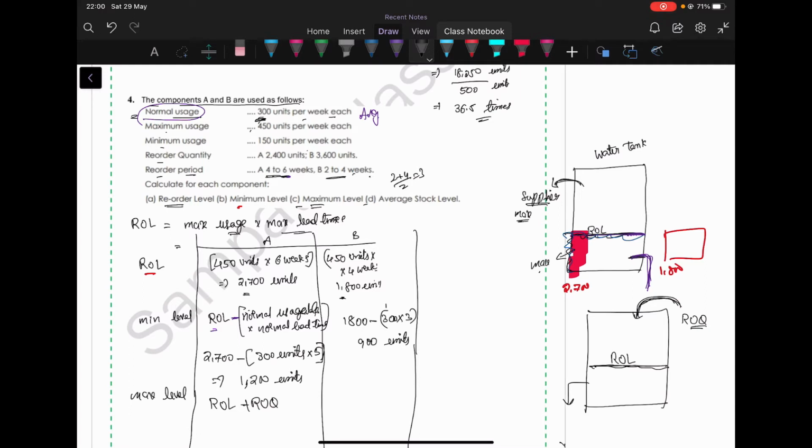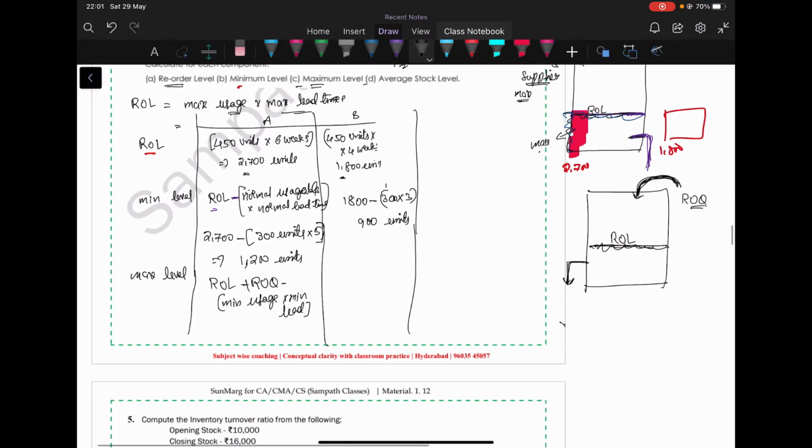You add it. This is already there with you, and you have placed the request for the new order. This is also coming and joining with your quantity. From this you will be utilizing some portion. So here we will be assuming that we will be utilizing only minimum consumption, that is the minimum usage. I can say minus minimum usage into minimum lead time.